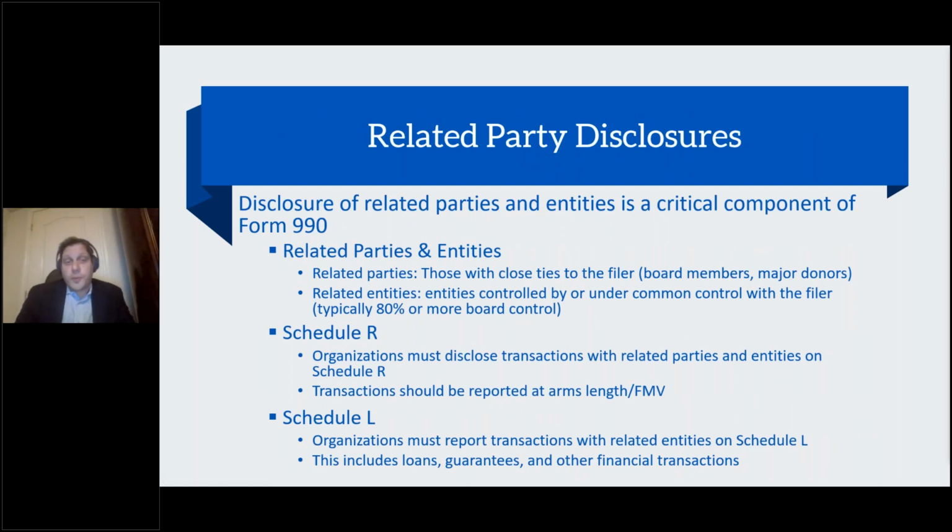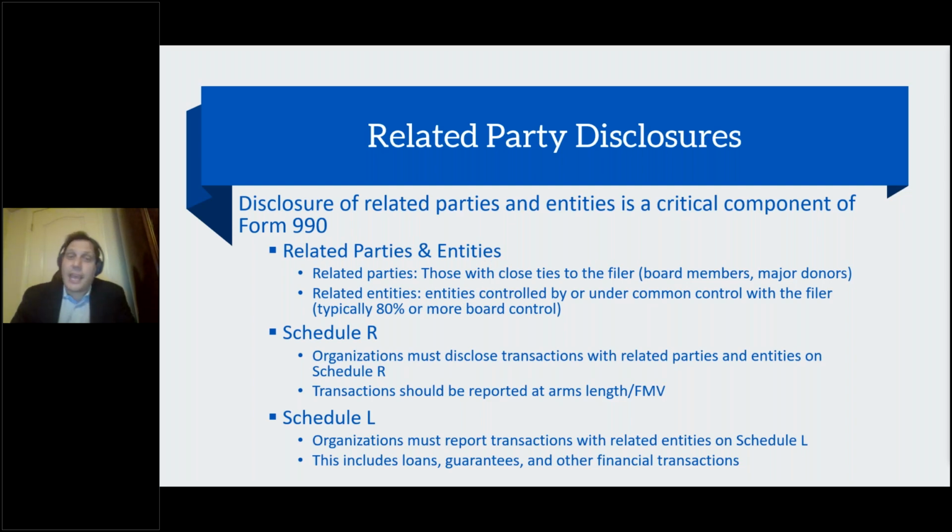Related party disclosures, we also wanted to point out that it's important that board members should be aware of disclosures on the Form 990 related to related party transactions and actually reporting other related entities. Two schedules, mainly Schedule R, which requires organizations to disclose transactions with related parties. Ultimately, these should be reported at fair market value.